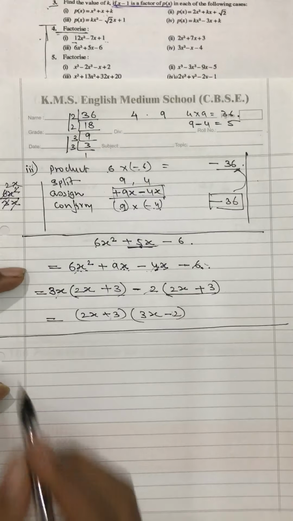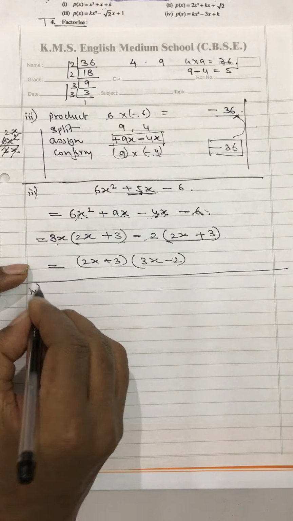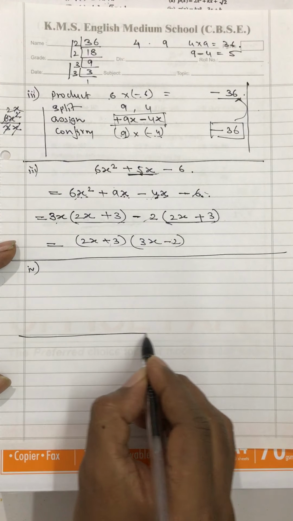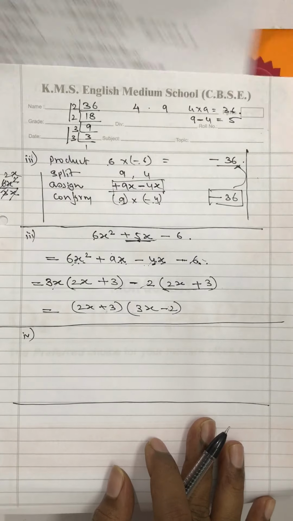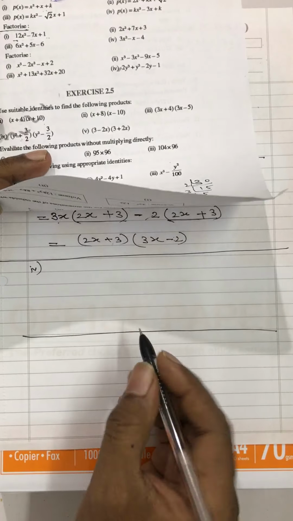Okay, my dear student, this was the third question. Now try doing the fourth question. See if you are able to do it. Pause the video, and when you finish, you can solve: 3x square minus x minus 4.